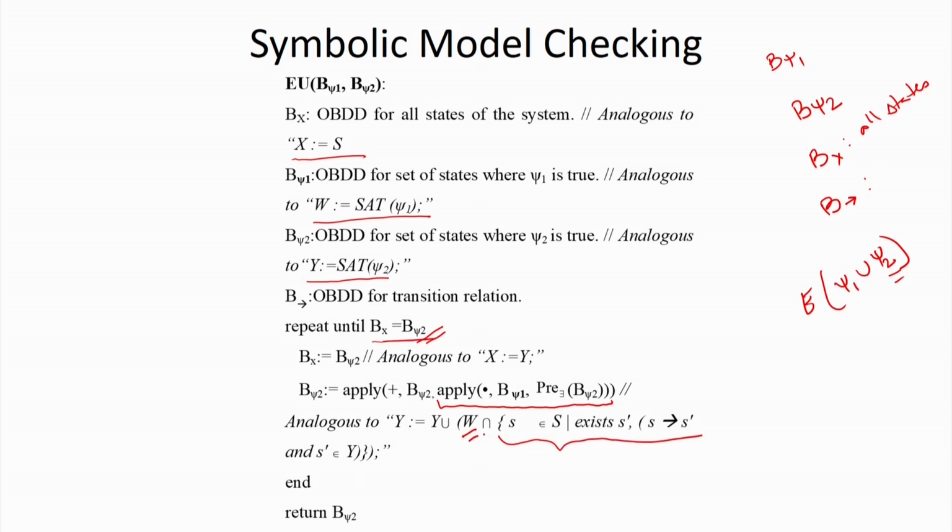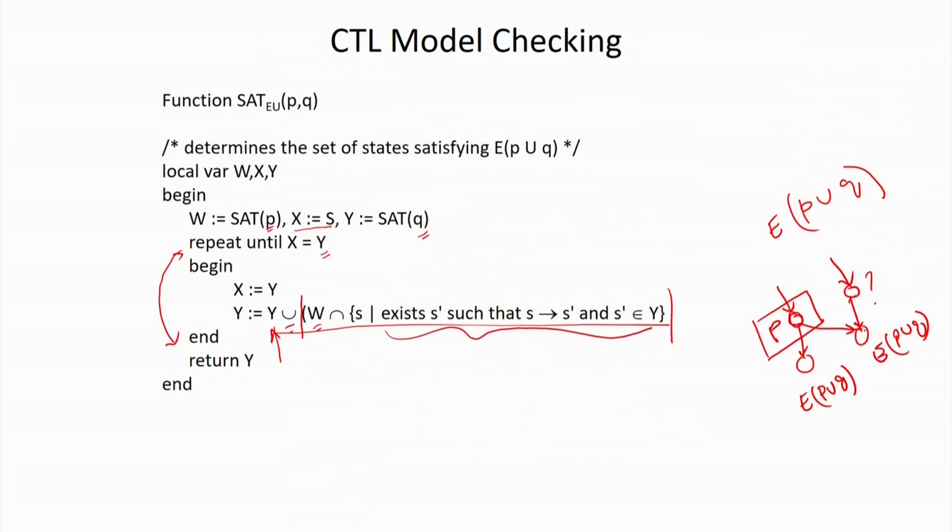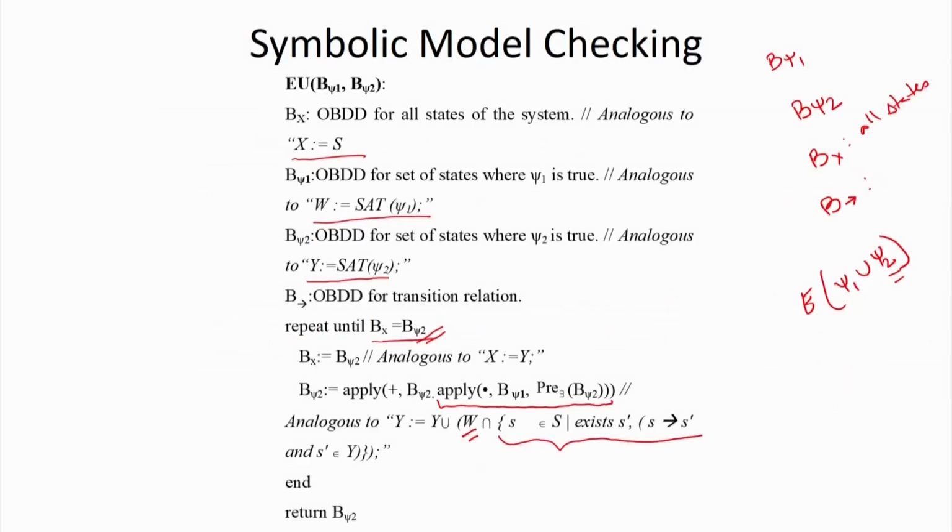So, that is why for this intersection we are using this particular dot operator. B psi 1 intersected with pre-exists B of psi 2, taking all the predecessor states, like in the previous example, where E p until q is true and p must be true over here. So, this is the intersection of these things. This dot operation is there, and we are going to add those particular states to the set of states where we have already found that E psi 1 until psi 2 is true.